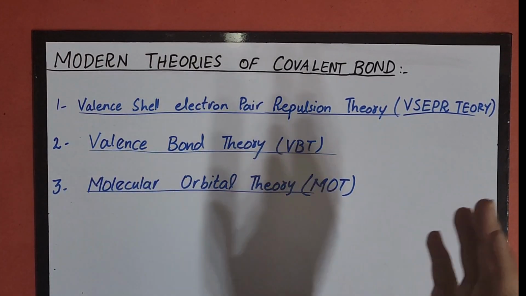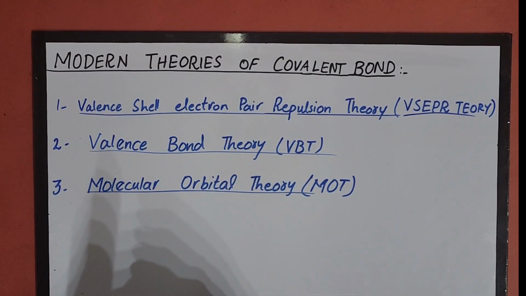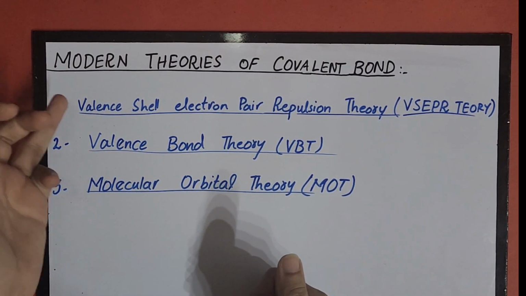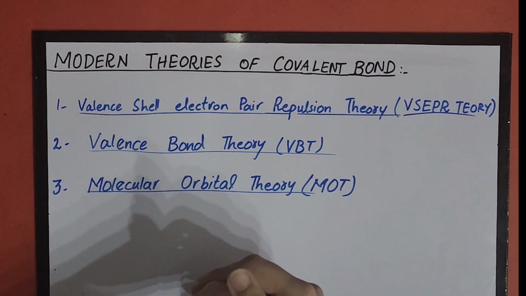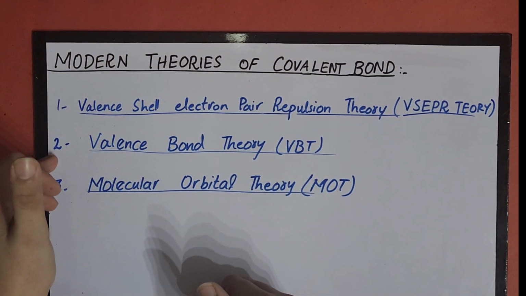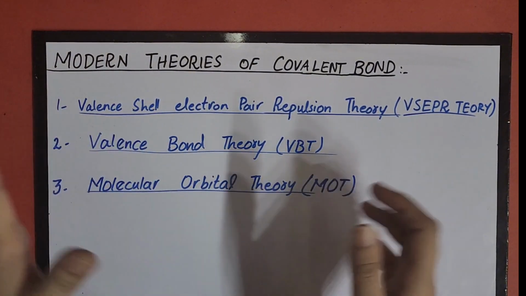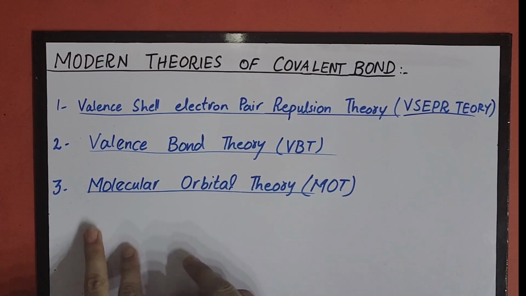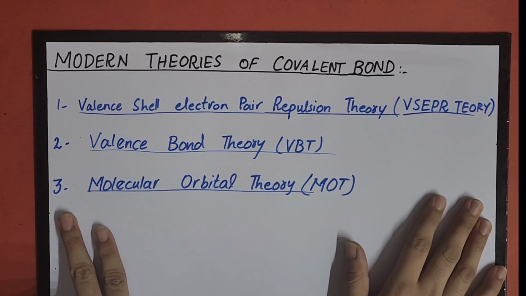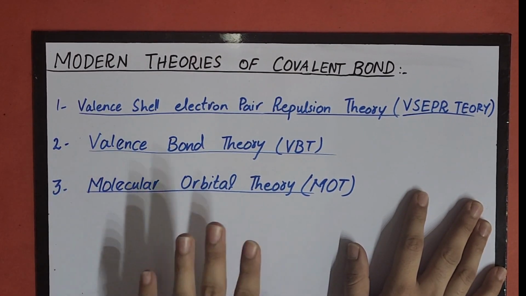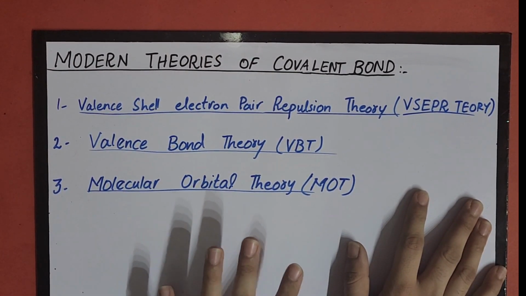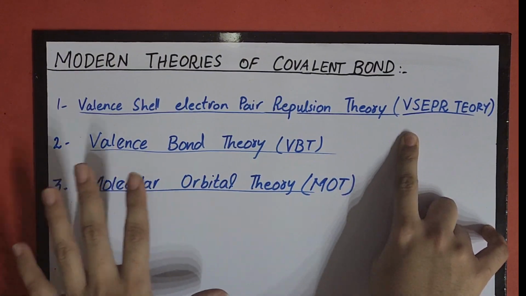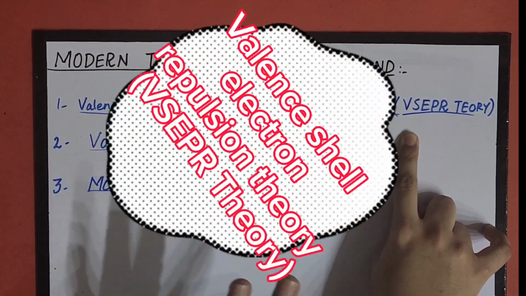Alright, so there are some models that have been described here. The first one is valence shell electron pair repulsion theory. The second is valence bond theory, also VBT. The third one is molecular orbital theory, also called MOT. So in this video we will discuss VSEPR theory, or valence shell electron pair repulsion theory, in detail.